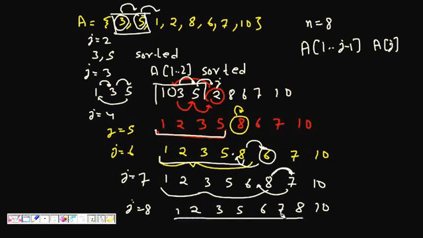So this is already sorted, so now 10 is greater than 8, so it's sorted. Okay, so this way we sort.